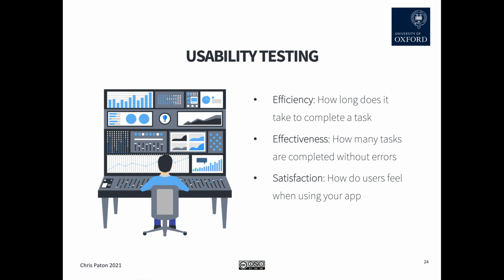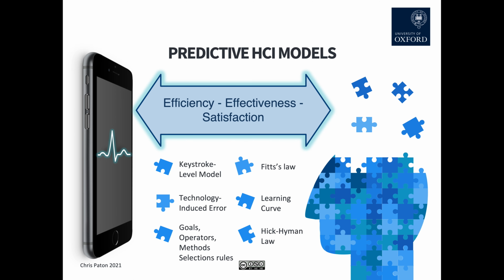Next is effectiveness, and that's whether or not you can complete a task without making errors. So you get a percentage of tasks that have been completed without making errors. And then user satisfaction. So how do users feel when they're using the app? You can measure satisfaction in lots of different ways, but a common way is to do a short survey, which you can include in your app, or just take a sample of users and ask them to complete a survey. But you can also do it through focus groups and interviews and things like that.